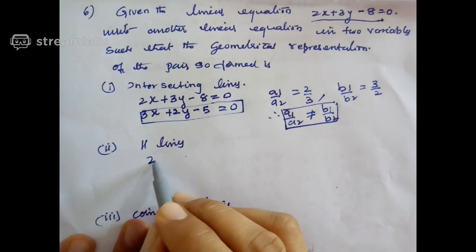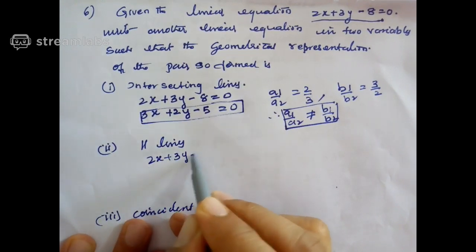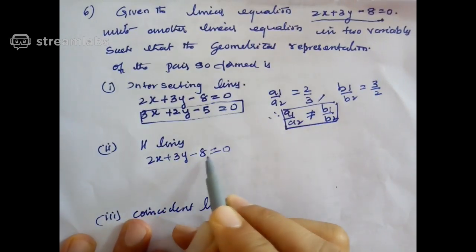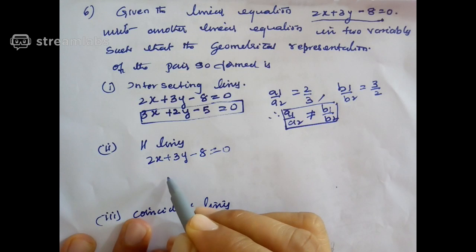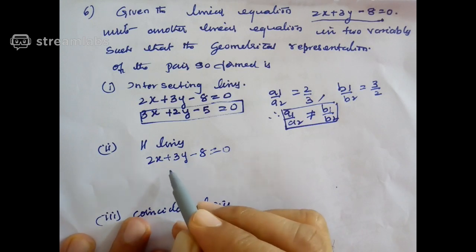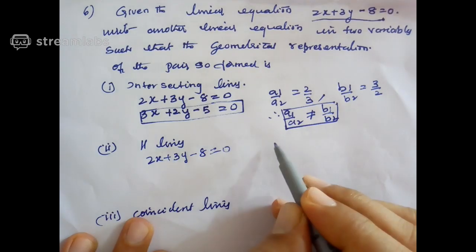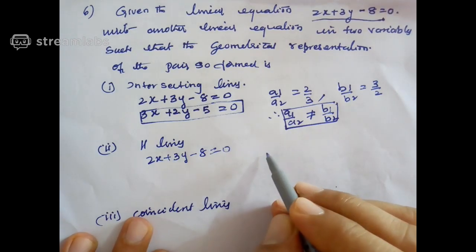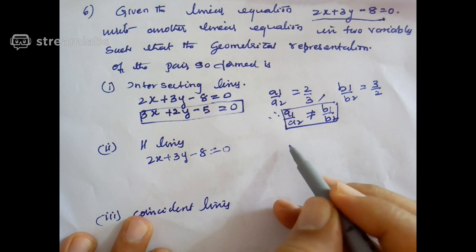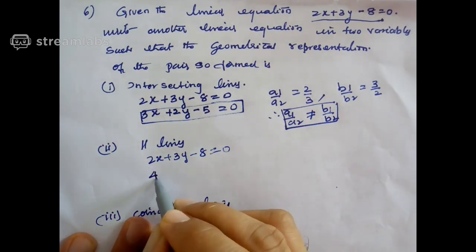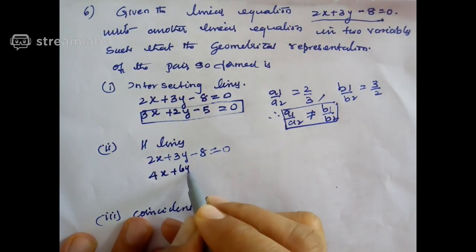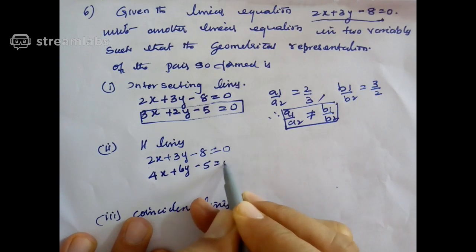Now for parallel lines, 2x plus 3y minus 8. For the same equation, you would write one more equation, but those two lines are parallel. What is the condition for parallel lines? A1 by A2 is equal to B1 by B2, but should not be equal to C1 by C2. That is 4x plus 6y minus 5 is 0.